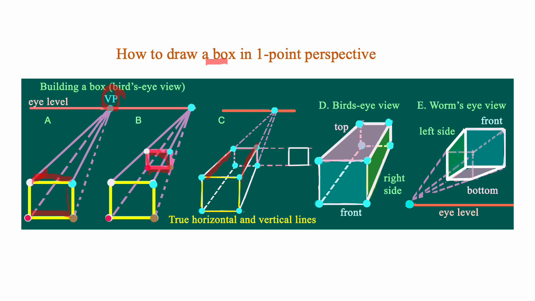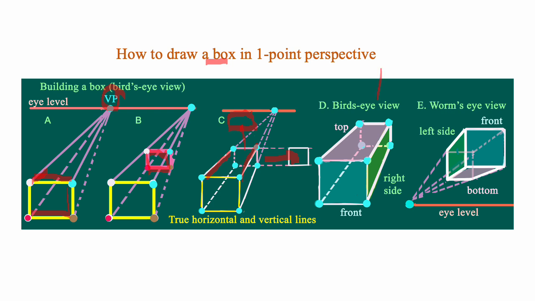Now you can move this square over and it will be the same size. You can even move it up a little bit and it will retain its size. So you can put a square anywhere in the picture using one set of converging lines.